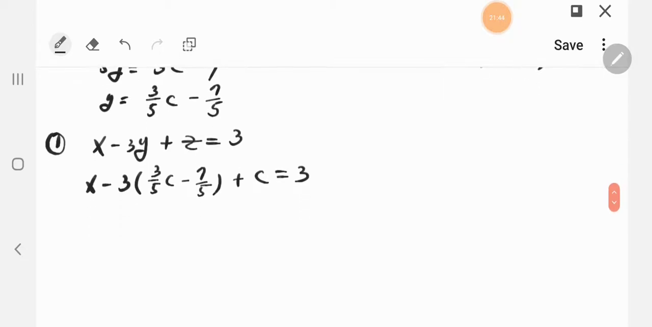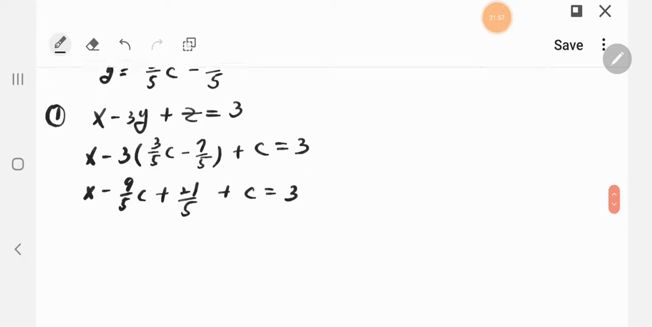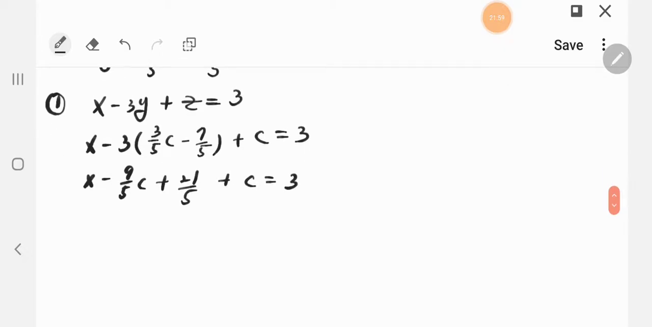So in this case, why don't we multiply? Okay, so this is x minus 9 over 5 c plus 21 over 5 plus c is equal to 3. To get rid of 5, why don't we multiply the equation by 5? Can multiply everything by 5. So let me write it here. So multiply everything by 5.